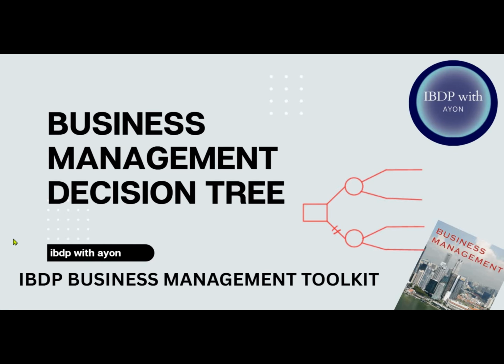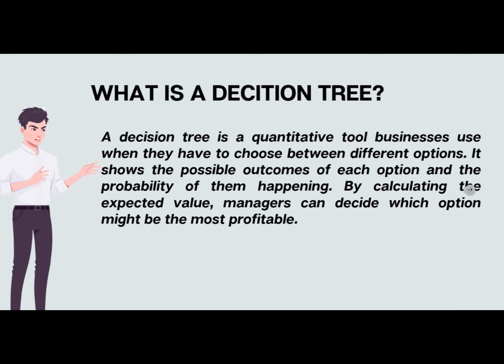And today we will be discussing decision trees. This is an IB Business Management toolkit. So let's get started. What is a decision tree? A decision tree is a quantitative tool businesses use when they have to choose between different options. It shows the possible outcomes of each option and the probability of them happening. By calculating the expected value, managers can decide which option might be most profitable.